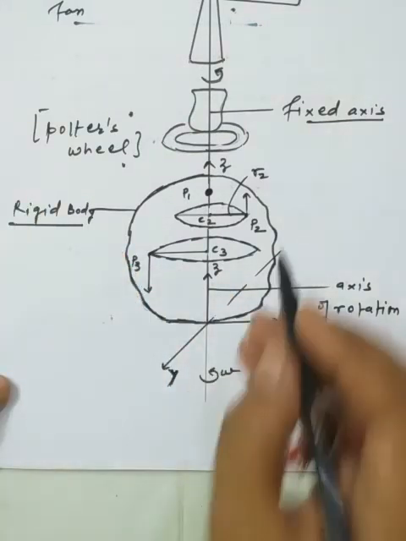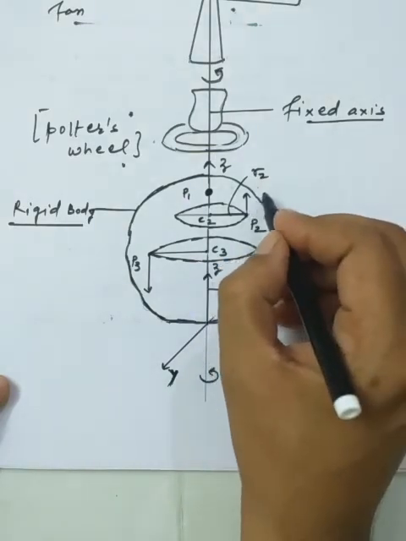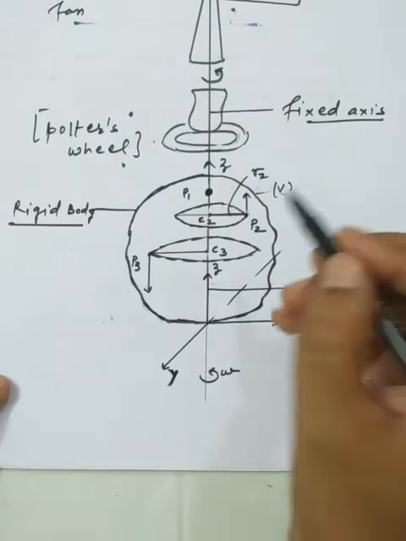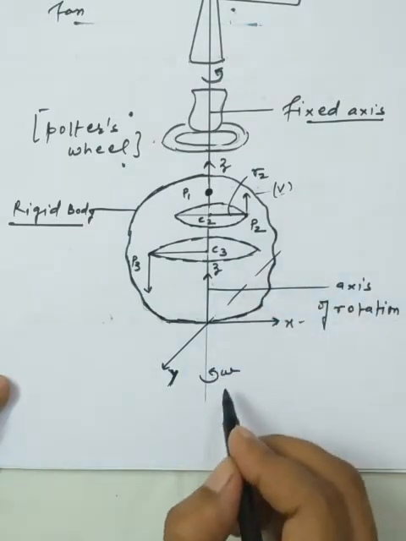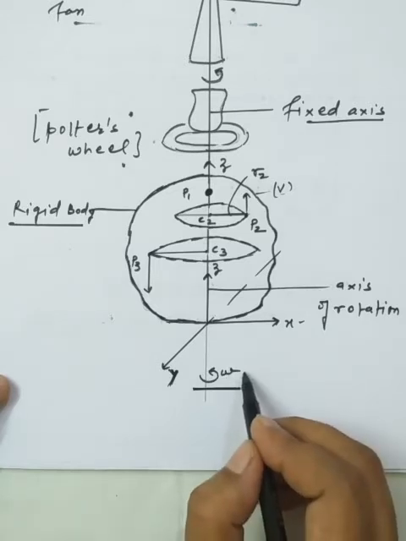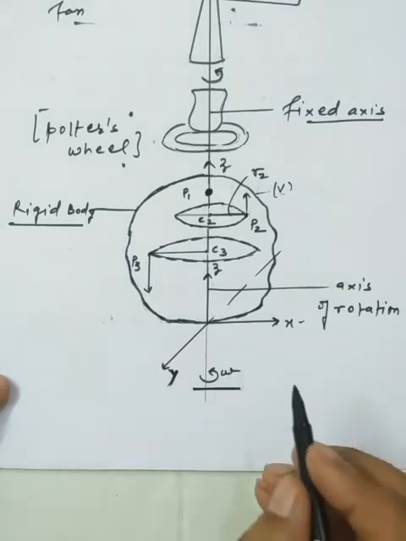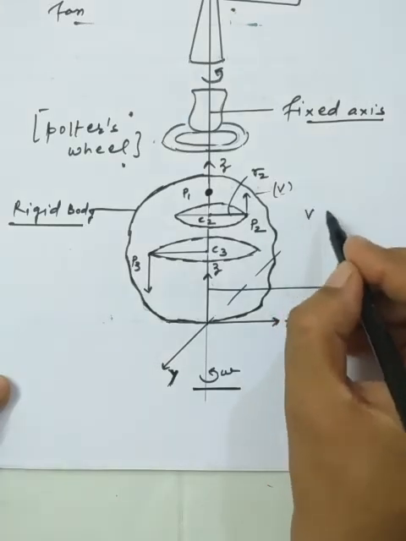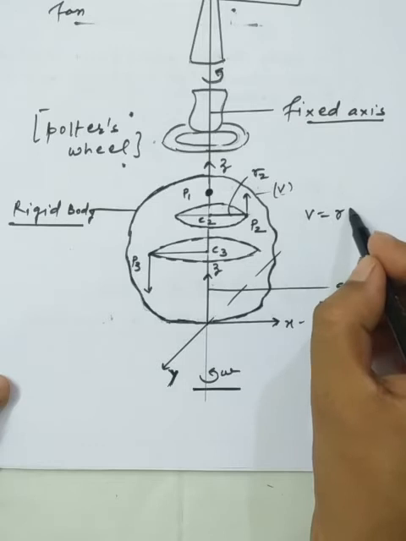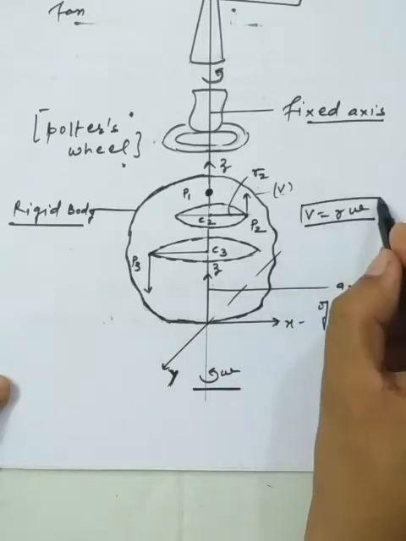Okay, so the particle P2 has its own linear velocity, called the velocity v. The whole body is rotating about the axis of rotation with the angular velocity, called omega. So easily we can say that v is related to omega: v is equal to r omega. This is the basic concept we have.